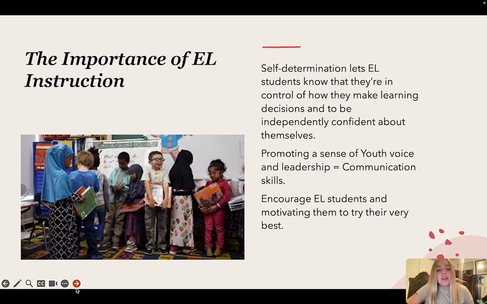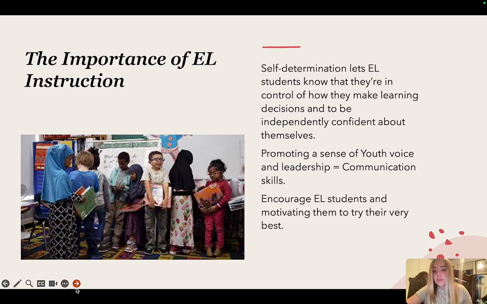The importance of EL instruction is that self-determination lets EL students know that they are in control of how they make learning decisions and to be independently confident about themselves. Promoting a sense of youth voice and leadership equals communication skills.